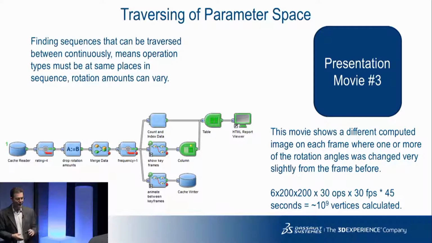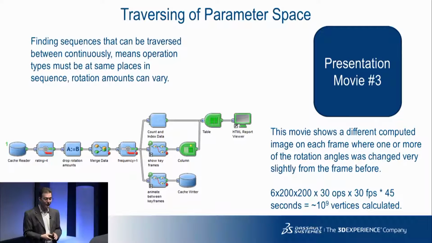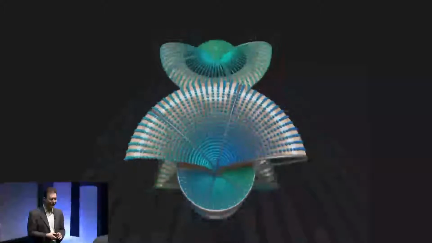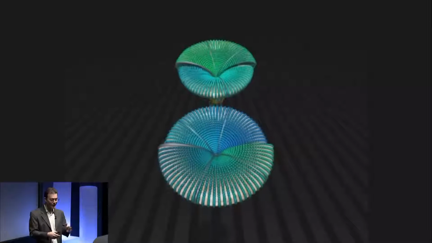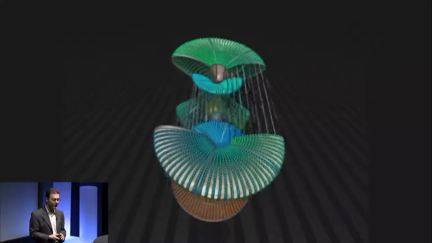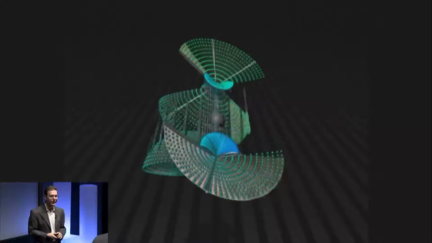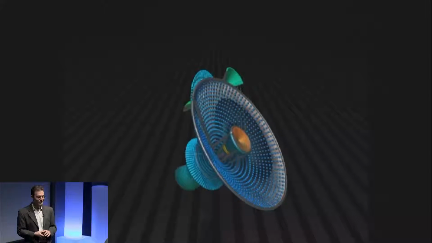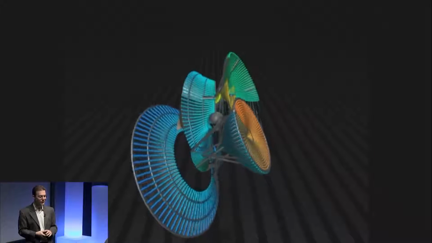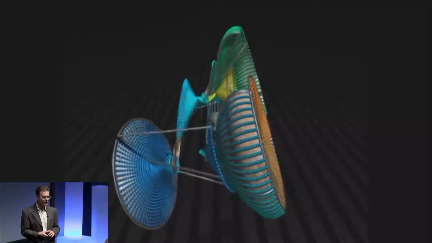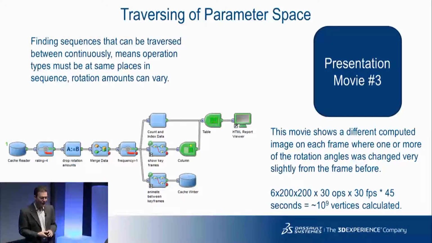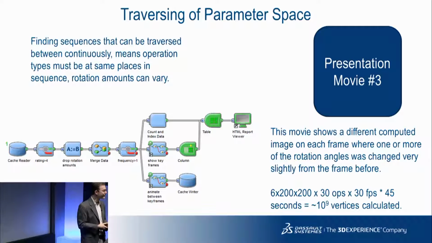So if you want to play movie number 3, this is at 30 frames per second, 45 seconds, times 200 by 200 by 6 sides on the original cube. Something like 1 billion vertices have to be calculated in order to generate this animation. So this required a little bit of patience, but for some of them, the result was quite pleasing and worth the wait, I felt. There are more movies like that, as you might imagine. I have a YouTube channel.